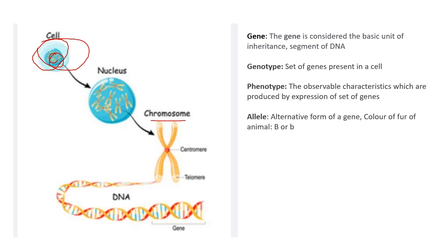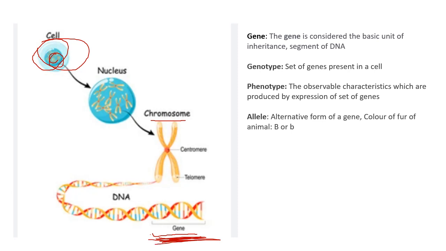chromosomes, which are made up of DNA. So you can say that every cell has a nucleus, and the nucleus has chromosomes that are made up of DNA, and a segment of DNA that makes some functional element in a cell is known as a gene. By another definition, a gene is considered the basic unit of inheritance, or you can say it is a small segment of DNA that participates in inheritance.